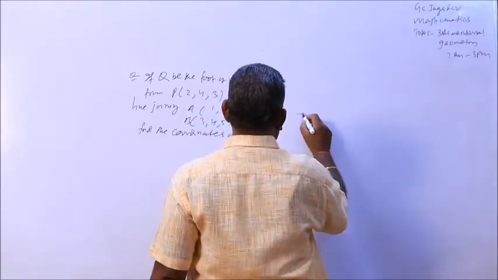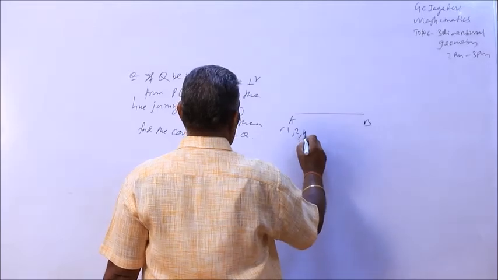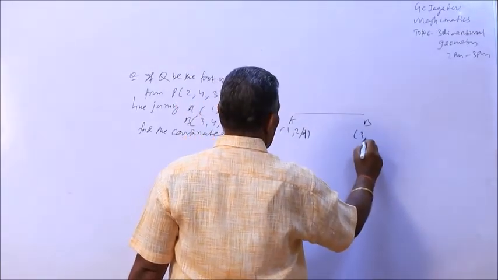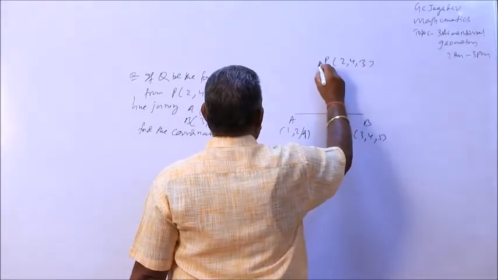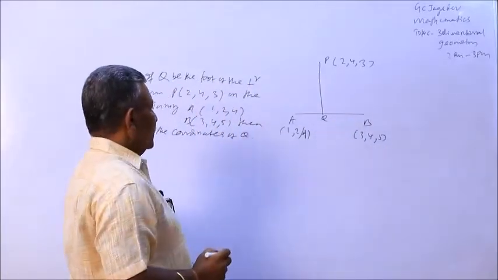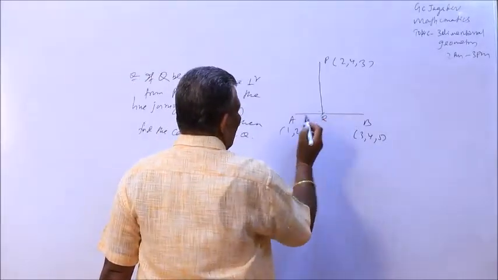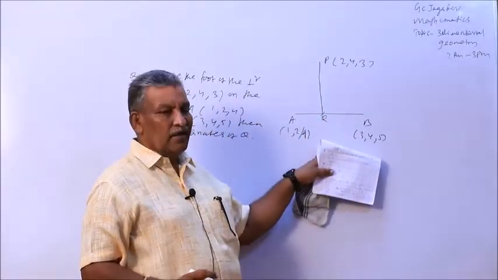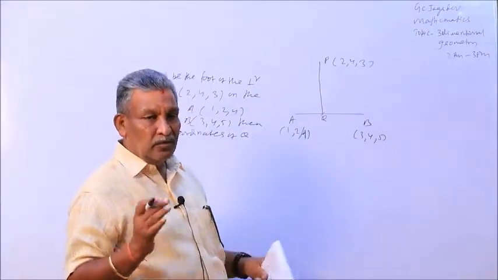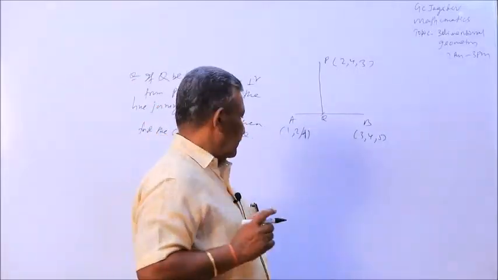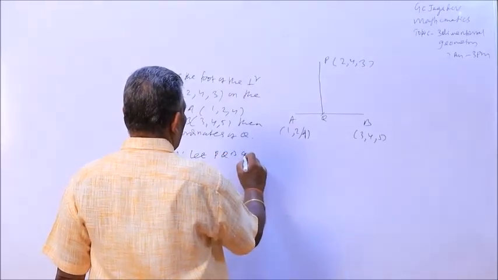Suppose A and B are like this, A having coordinates 1, 2, 4, B having coordinates 3, 4, 5. Let P be the point having coordinates 2, 4, 3. Let us drop a perpendicular PQ on AB. Here Q is the foot of the perpendicular drawn from P on AB. When Q lies on AB, it will certainly divide AB in a ratio. I have already told that when you are finding the ratio, the ratio can be taken as k is to 1.